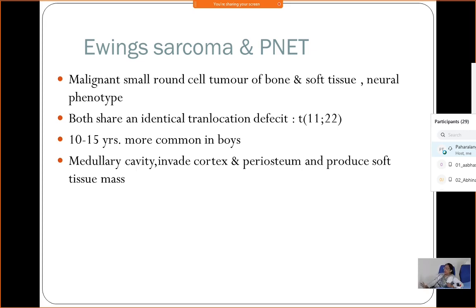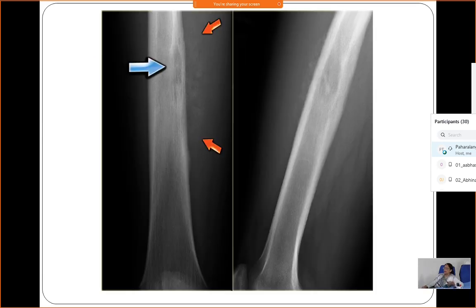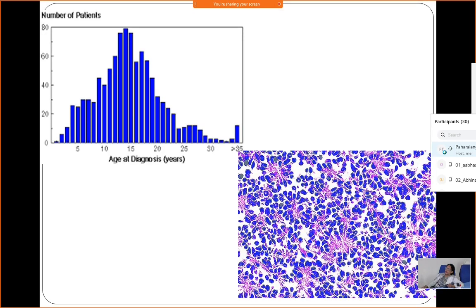So here the tumor involves the medullary cavity, and then it invades the cortex and the periosteum, and finally forms a soft tissue mass. Now this is how it looks. It starts as a diaphyseal tumor in the medullary cavity, and as you can notice, the red mark shows there is a soft tissue swelling. Now in terms of age at diagnosis, the peak is at the age of 15 years. So it ranges between 10 to 20 years. You can see maximum cases happen during this age group.